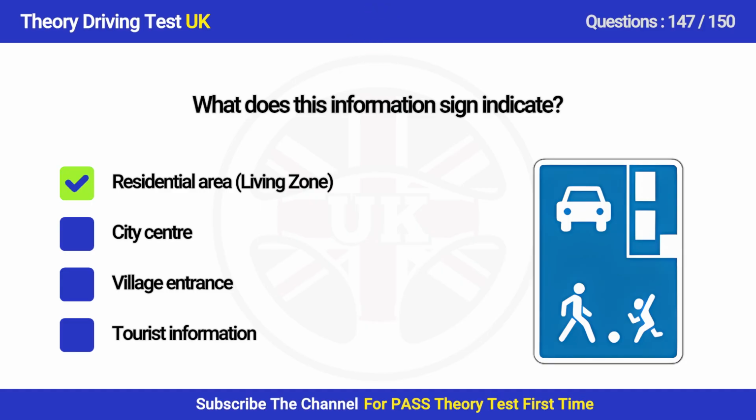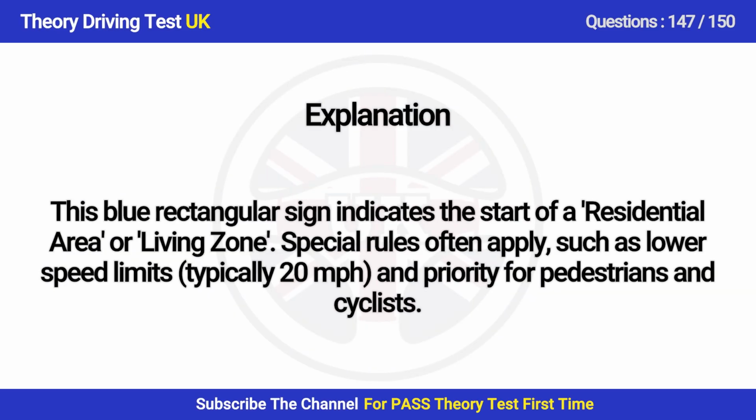Answer is A. Residential area living zone. This blue rectangular sign indicates the start of a residential area or living zone. Special rules often apply, such as lower speed limits, typically 20, and priority for pedestrians and cyclists.